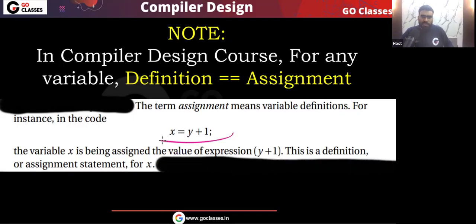Very easily, you can see here you are assigning to x, yes or no? So I can say you are defining x. I can say the variable x is being assigned, or I can say the variable x is being defined. You can say assigned, you can say defined also. So you can see this is a definition or assignment. Is this clear? Let me know.